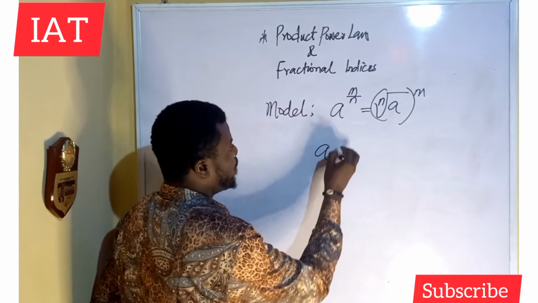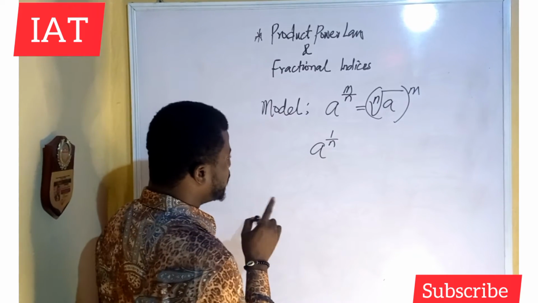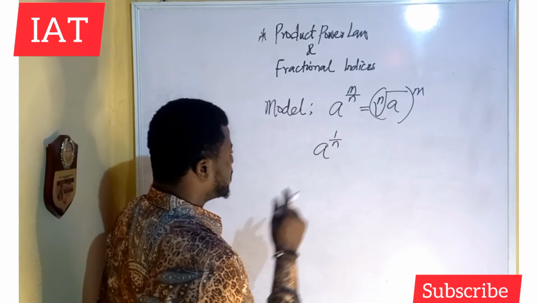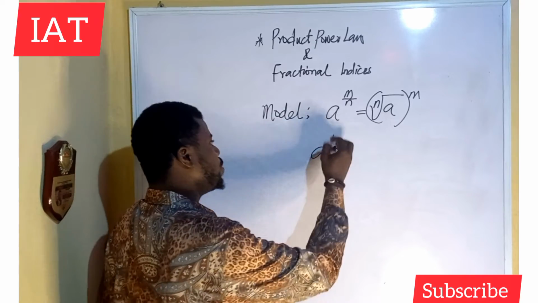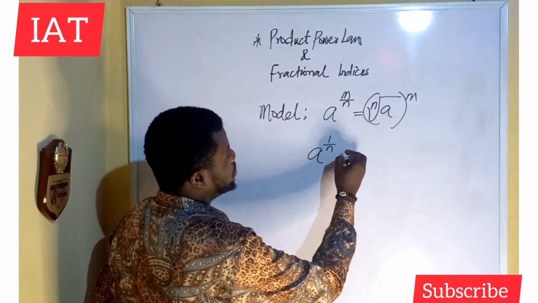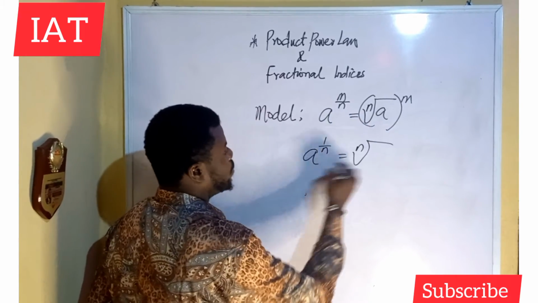If I have a to the power of 1 over n, we've already agreed in one of the videos I've done about change of subject formula. We say that when we have things like this, 1 over n as a power can easily change to the nth root of that number.